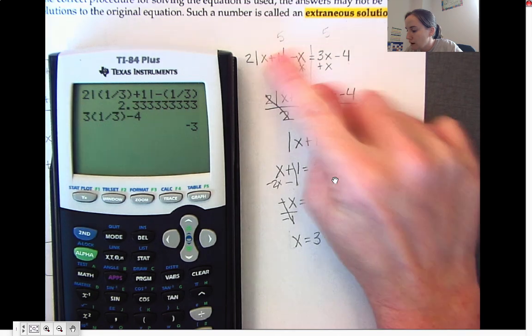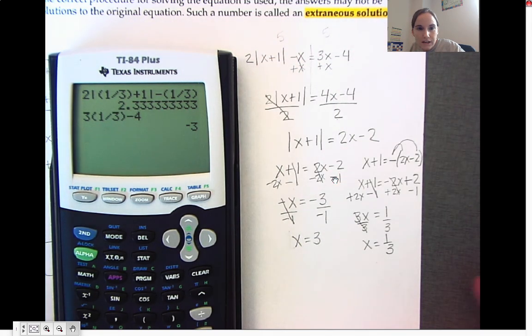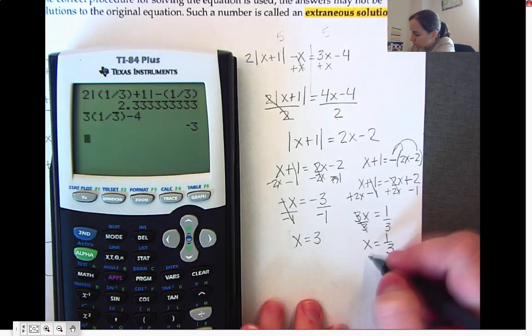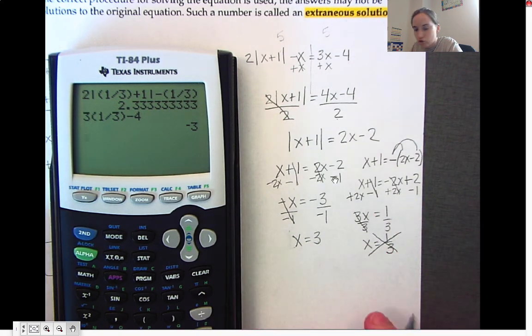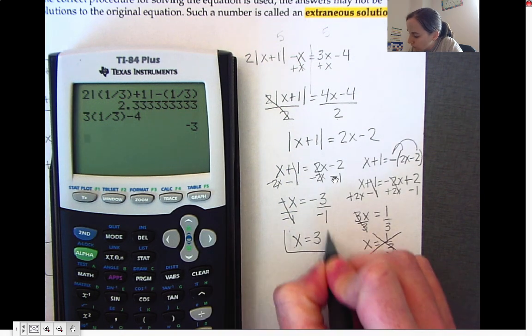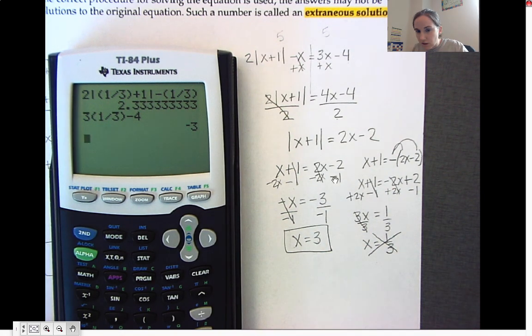So the two values, or the two sides, are not equal when I plug in 1/3. So this solution is the extraneous solution. You got to get rid of it. The only one that will work is 3. Now it's not that you did anything wrong, it's just an extraneous solution. So that is 1-4 solving absolute value equations when there are special cases.